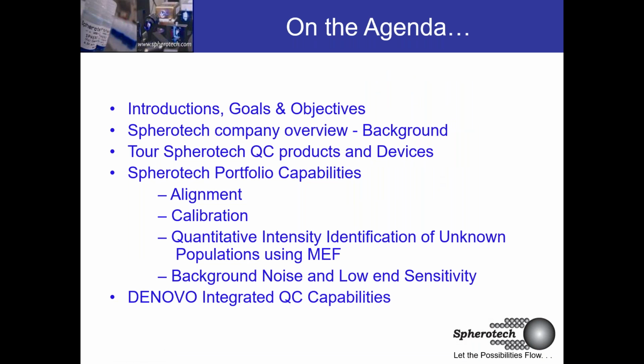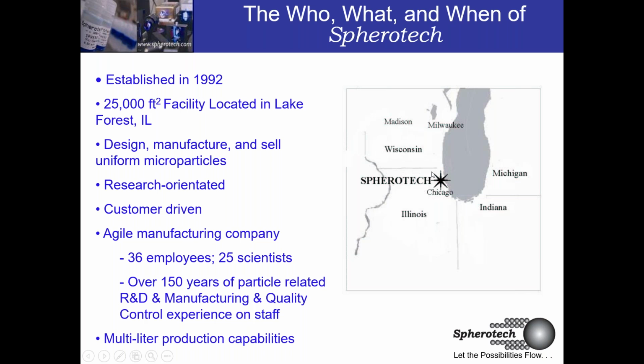So on the agenda, we're just going to start off with some introductions, goals, and objectives, a little bit about us and what particles can do for you. But really the meat and potatoes of why we're here today is this portfolio of capabilities: alignment, calibration, quantitative intensity identification for MEF values, and determining the background noise and low-end sensitivity of your various instruments. And these work across all instruments. And as Sean from Novo had mentioned, we are working on making instrument-specific templates and macros so that they can work for not only the individual instruments in your core, but maybe you have multiple at your disposal and you want to normalize them or use them together.